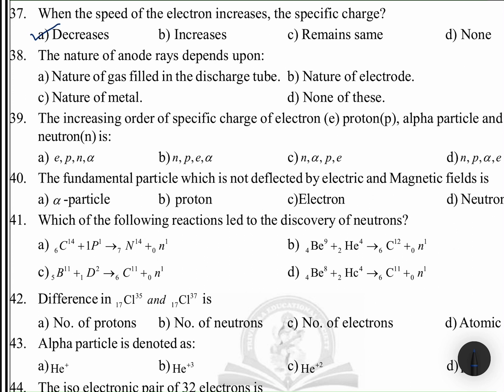The nature of anode rays depends upon what? Anode rays means positive ions, protons. They definitely depend on the nature of the gas filled. That's why we generally don't give the e/m value of anode rays. We give the e/m value of cathode rays only.